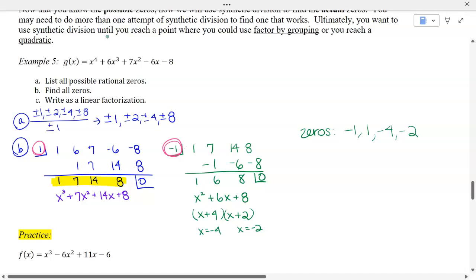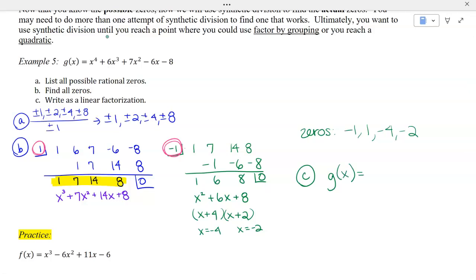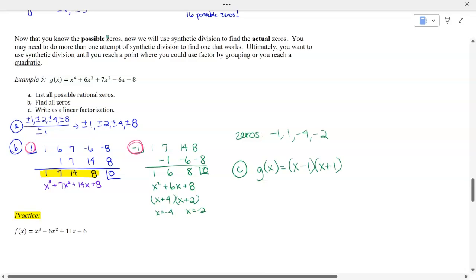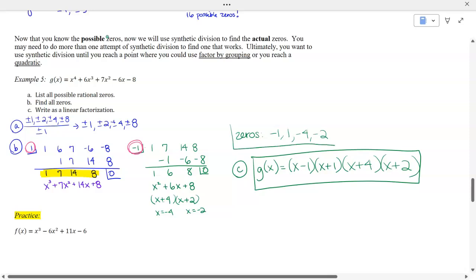They also ask us to write this as a linear factorization. All that means is they want us to write our polynomial g of x just as a product of these factors. So if I have a 0 at x equals 1, my factor is going to be x minus 1. If I have a 0 at x equals -1, my factor will be x plus 1. And then I have these other two factors that I've already found, x plus 4 times x plus 2.